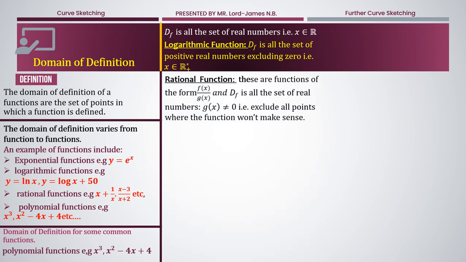So the next we have rational functions. Rational functions are functions of the form f of x over g of x, and the domain is the set of real numbers such that g of x should be different from 0. That is, we exclude all the points where the function would not make sense. So what's the meaning? Let's take for example a very simple function, x plus 1 divided by x, and we have to recall indeterminate forms like 1 divided by 0. This is an indeterminate form, it does not exist.